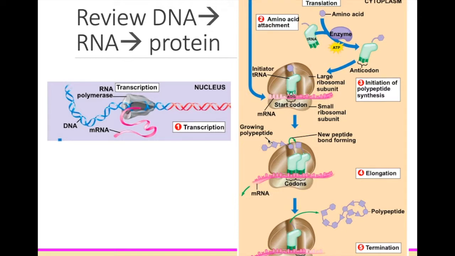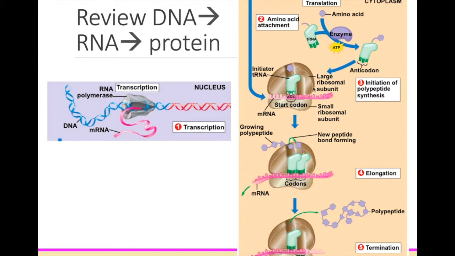All right, so let's review this flow of information. Remember that the central dogma of the flow of information goes from DNA to RNA to protein. The first step in this is called transcription. So here we have transcription, where my RNA polymerase is complementary base pairing with DNA to make a strand of RNA. We're going to make a couple of changes to this RNA called RNA processing, and then it's going to leave the nucleus.